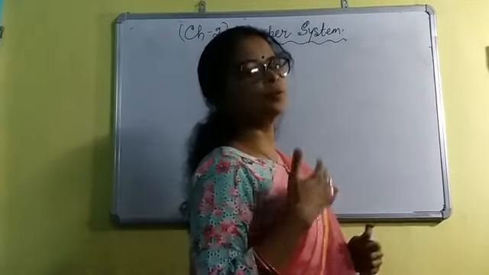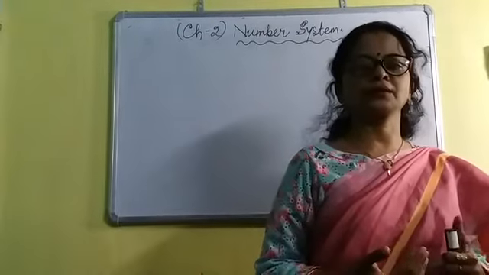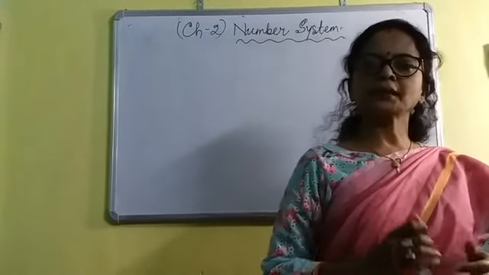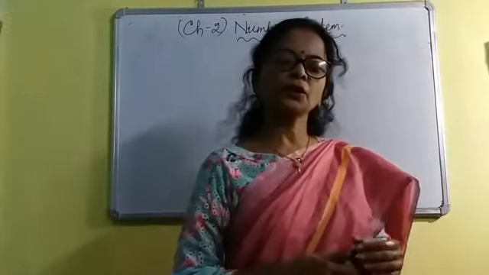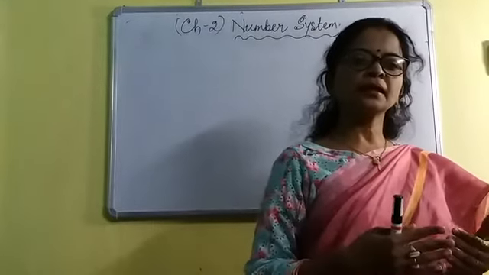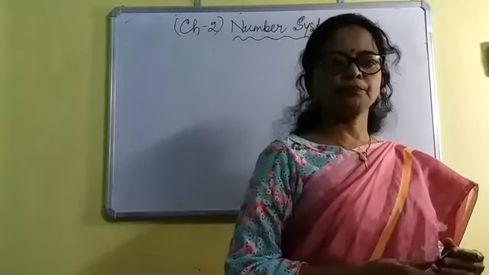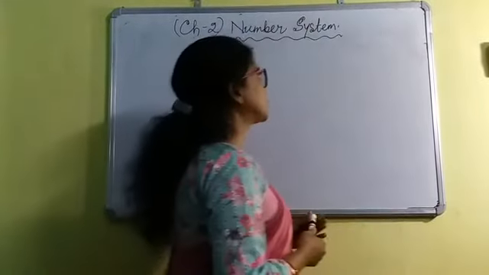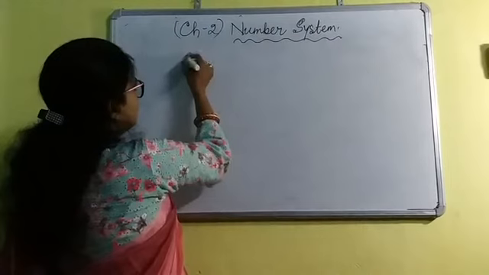Today I am going to explain this chapter, number system. First of all, we will discuss what a number system is. A number system is a set of values which is used to represent some quantities. In day-to-day life we use the decimal number system.